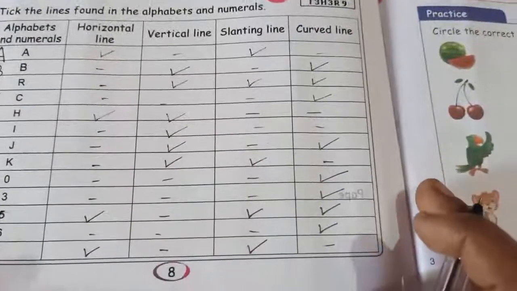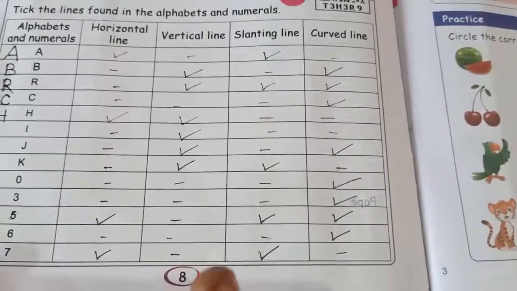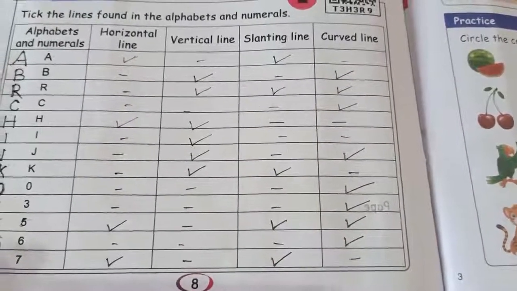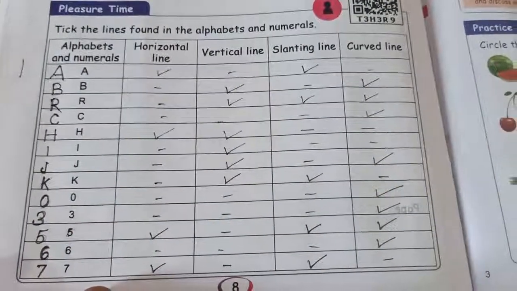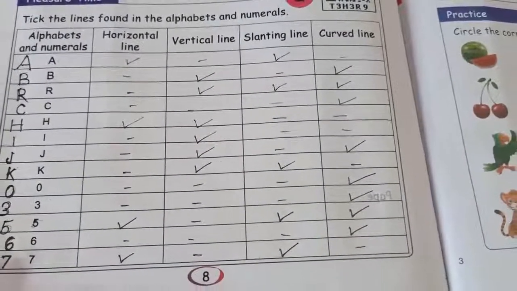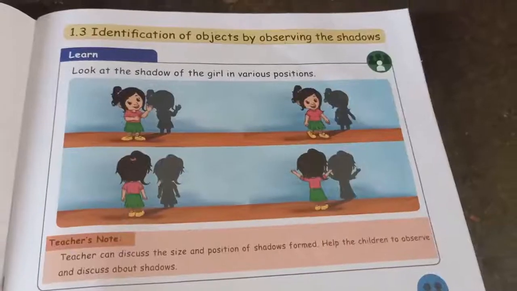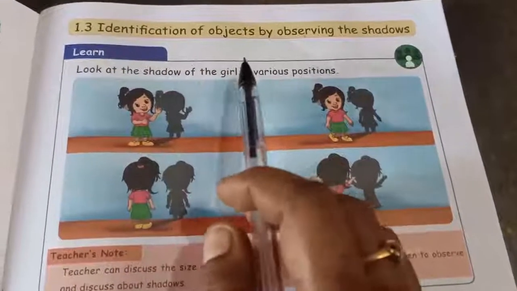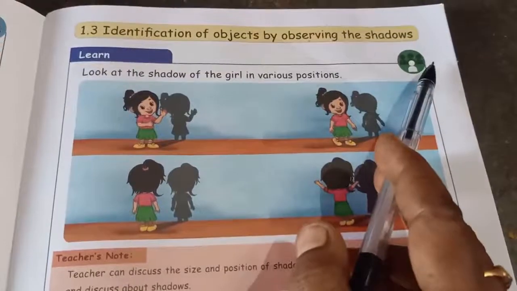Okay, see this column properly, you put the tick mark and dash. Okay, observe these numbers and alphabets. After carefully, write the answers in your book. See the next topic ma, identification of objects by observing the shadows.